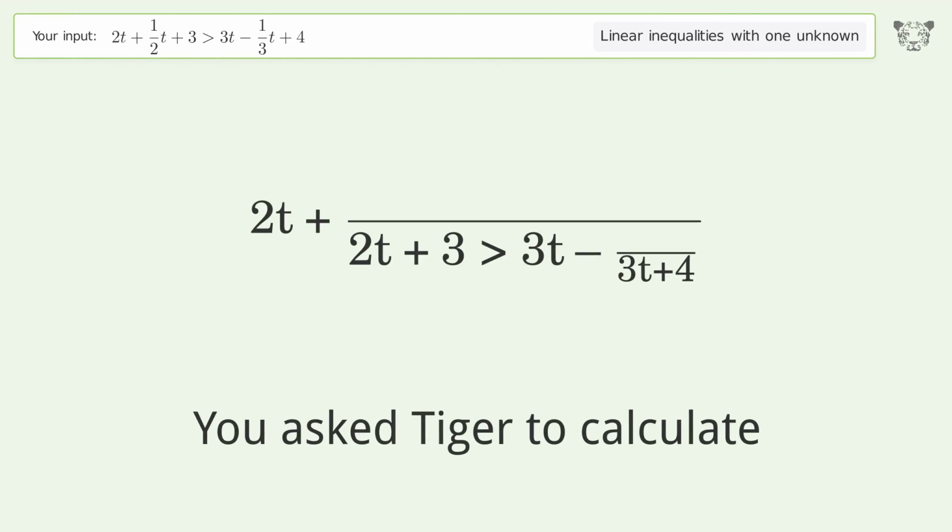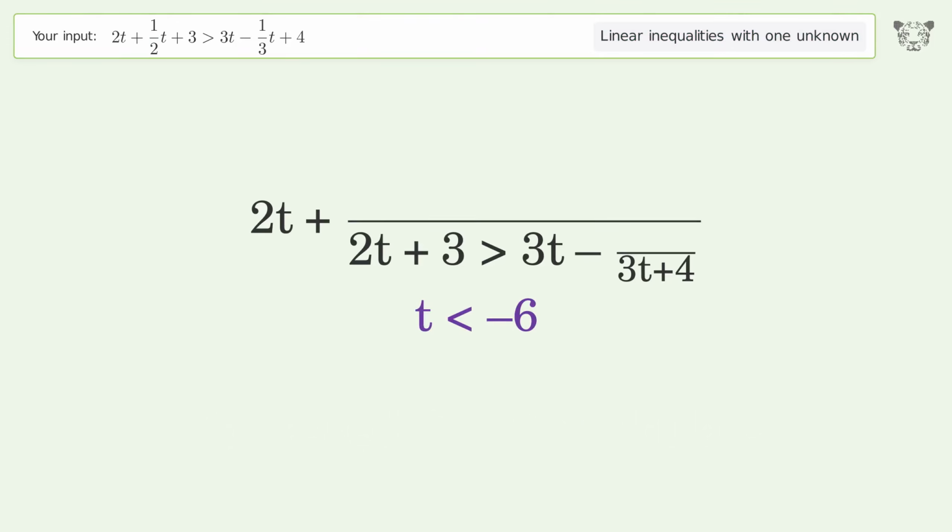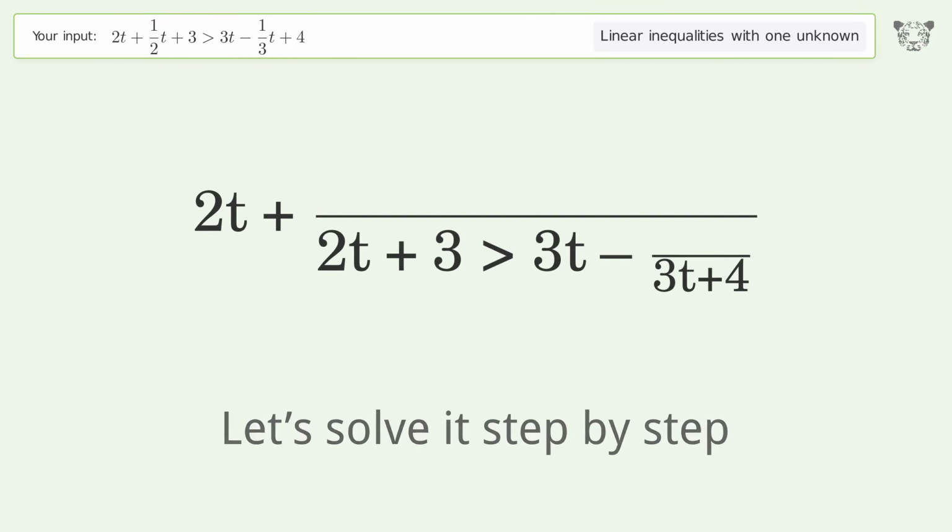You ask Tiger to calculate. This deals with linear inequalities with one unknown. The final result is t smaller than -6. Let's solve it step by step.